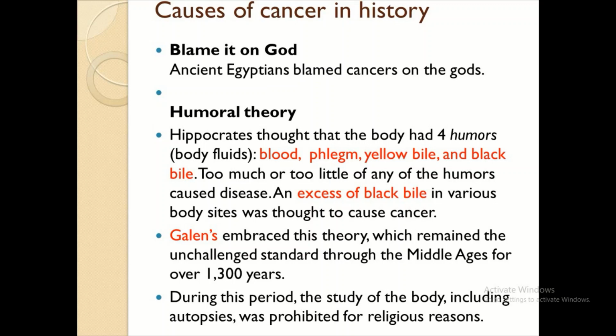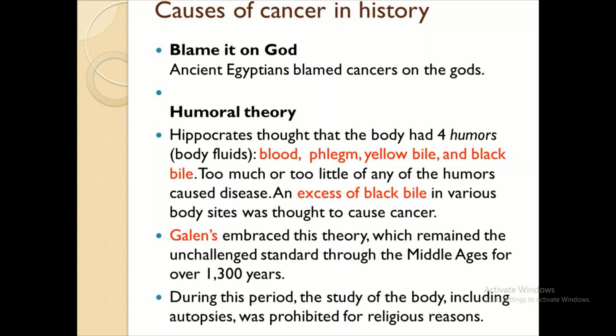After that, the humoral theory was proposed by the father of medicine, Hippocrates, as I told you already. He thought that the body has 4 humors. Humors refers to the 4 major body fluids: blood, phlegm, yellow bile and black bile. Too much or too little of these body fluids causes disease. Especially, he later said that an excess of black bile in various body sites was thought to cause cancer.